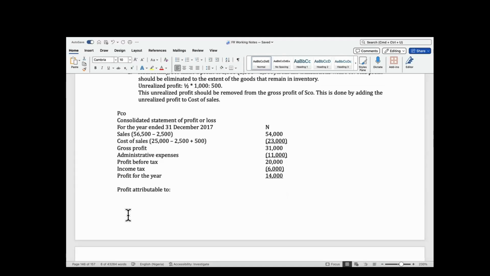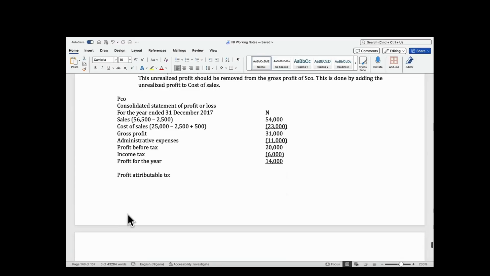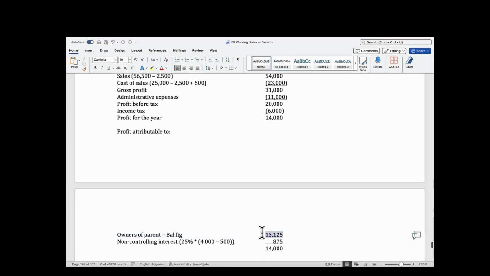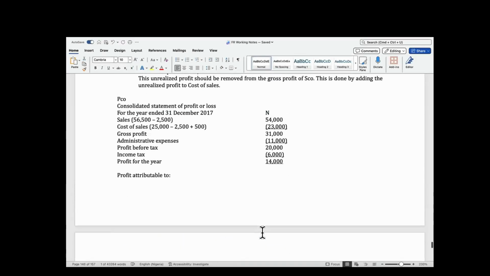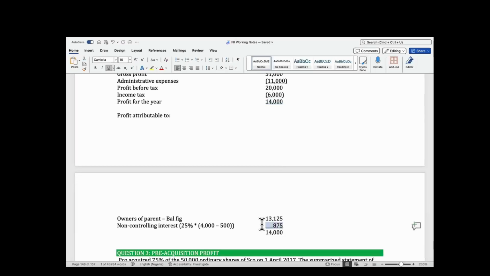We don't need to do any further workings again because this one was derived as a balancing figure. And don't forget, the unrealized profit has already been removed before deriving this profit, which is what we are sharing between the parent and NCI. So we have gotten the NCI portion. The balance is that of the parent. So we don't need to go ahead to do any further adjustment to that again because it's already been adjusted here.